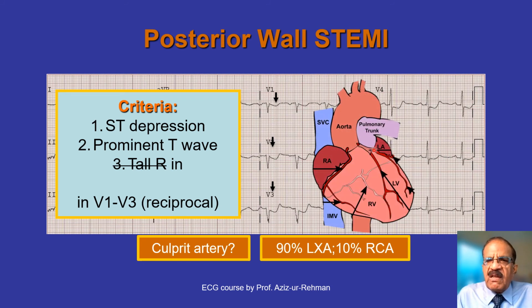This is the left circumflex. It goes back and somewhere here, because there is no lateral wall infarction, there are no changes in 1 and AVL, so lateral wall is spared. So I think left circumflex, not proximally, it is probably occluded slightly distally. That is why the lateral wall is spared, the posterior wall is infarcted.